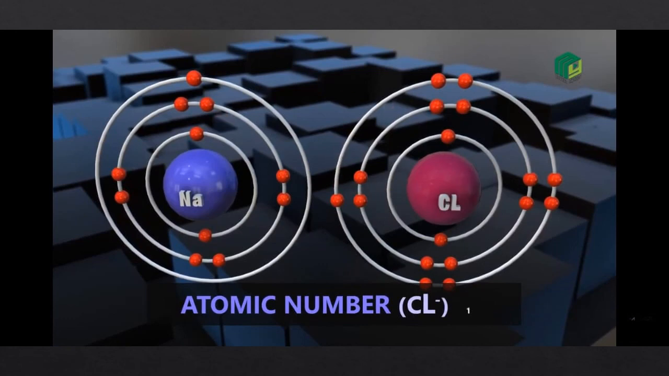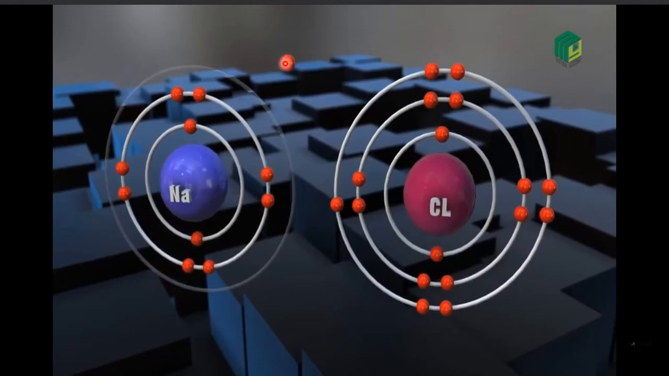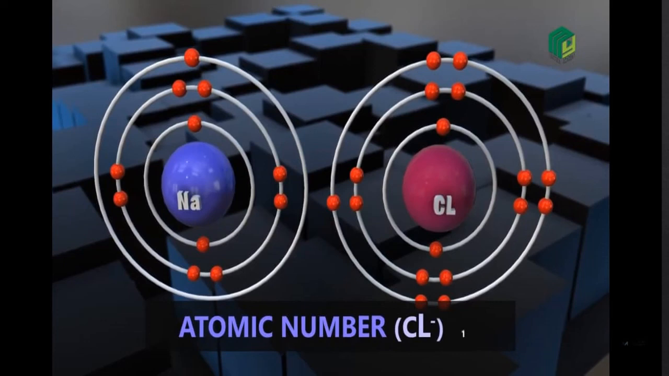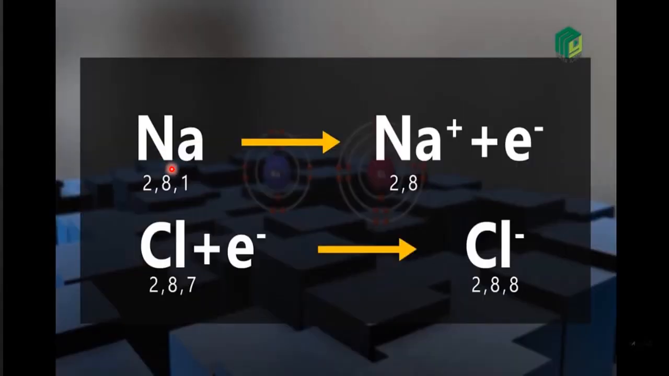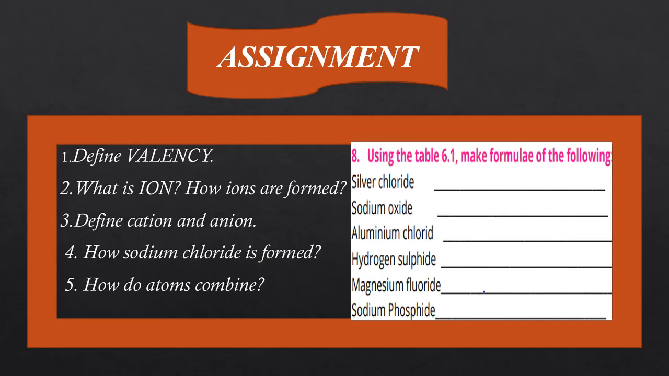So in this diagram, as you have seen, sodium gives its 1 electron and becomes stable, as its second shell becomes its outermost shell, and chlorine gains that electron and becomes a chloride ion. Sodium gives its 1 electron, which is taken by chlorine, and a chloride ion is formed. In this way, sodium and chlorine react with each other and sodium chloride is formed.